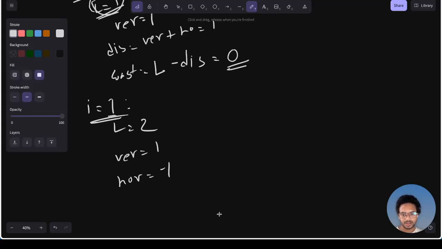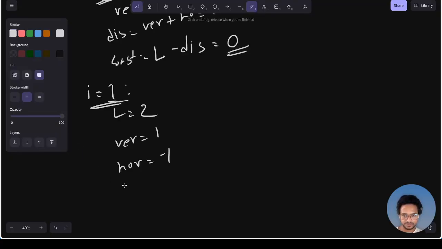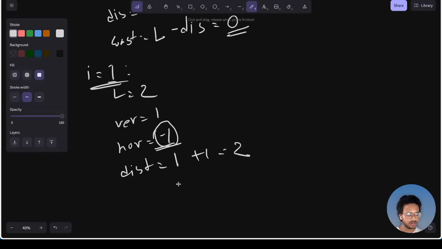Then our current distance is: vertical is 1 and horizontal, I have to take the absolute value. So it doesn't matter what the value is here. If it is minus 1, if we do the absolute, it would be plus 1. So distance is vertical plus horizontal, which is 2. So currently we are not wasting any distance. Waste will be length minus distance, 2 minus 2 is 0. So there is no wastage.